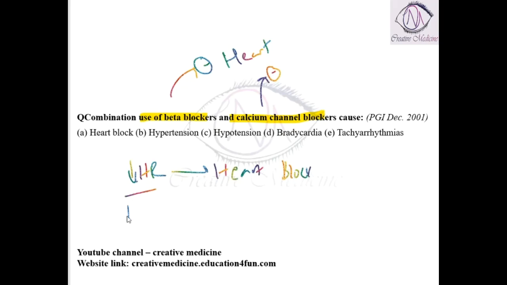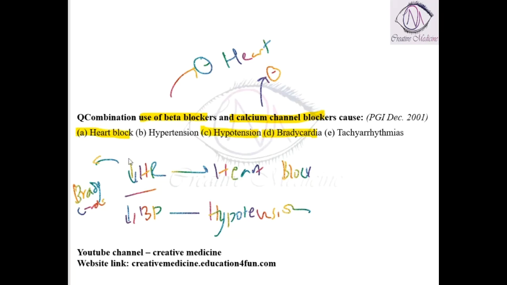Both of them will decrease the blood pressure, which will result in hypotension in the patients. Because it results in decreased heart rate, this is called bradycardia. So beta blockers and calcium channel blockers may cause heart block, hypotension and bradycardia together.